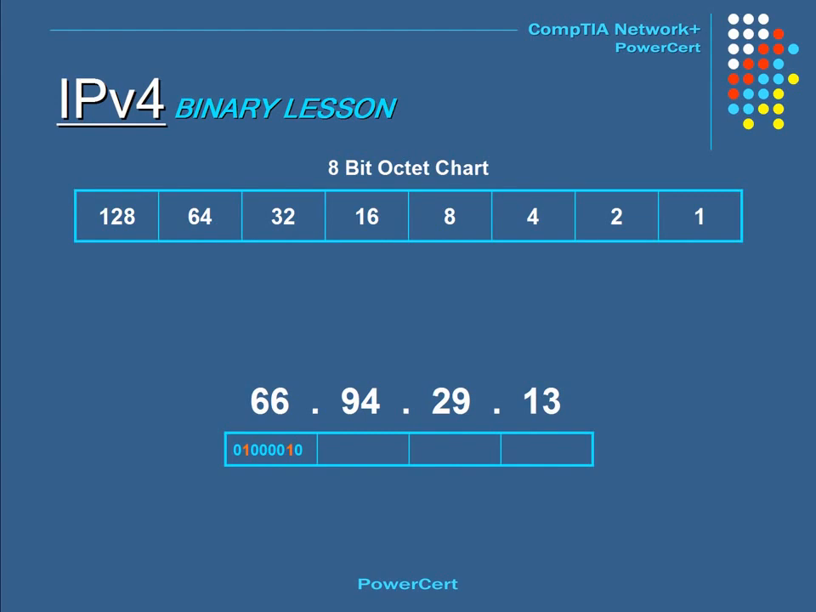So let's do the next number, which is 94. So let's put a 1 under 64, 16, 8, 4, and 2. So if we were to add all the numbers that we have 1s underneath them, we would get a total of 94. And since we don't want to count any of the other numbers, we just put 0s under the rest.